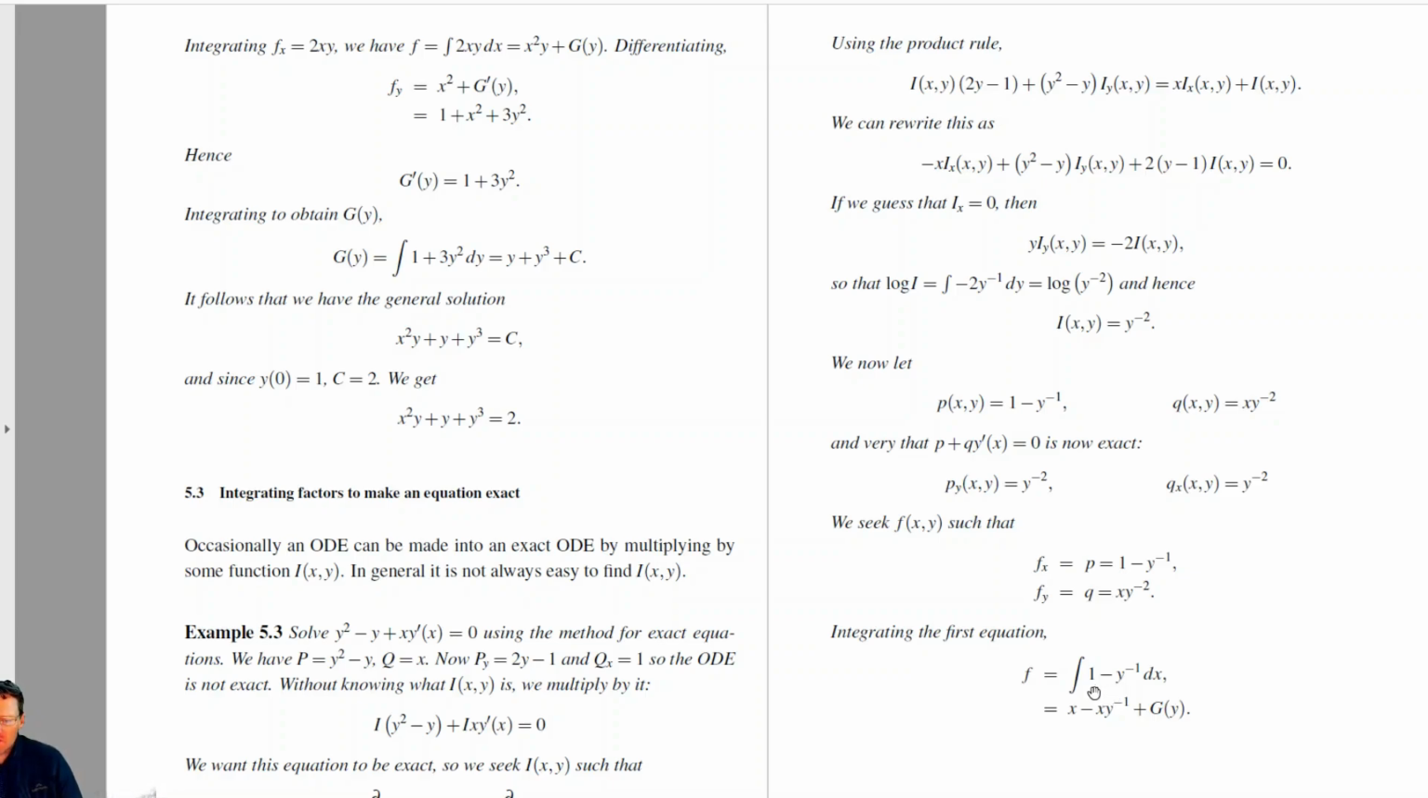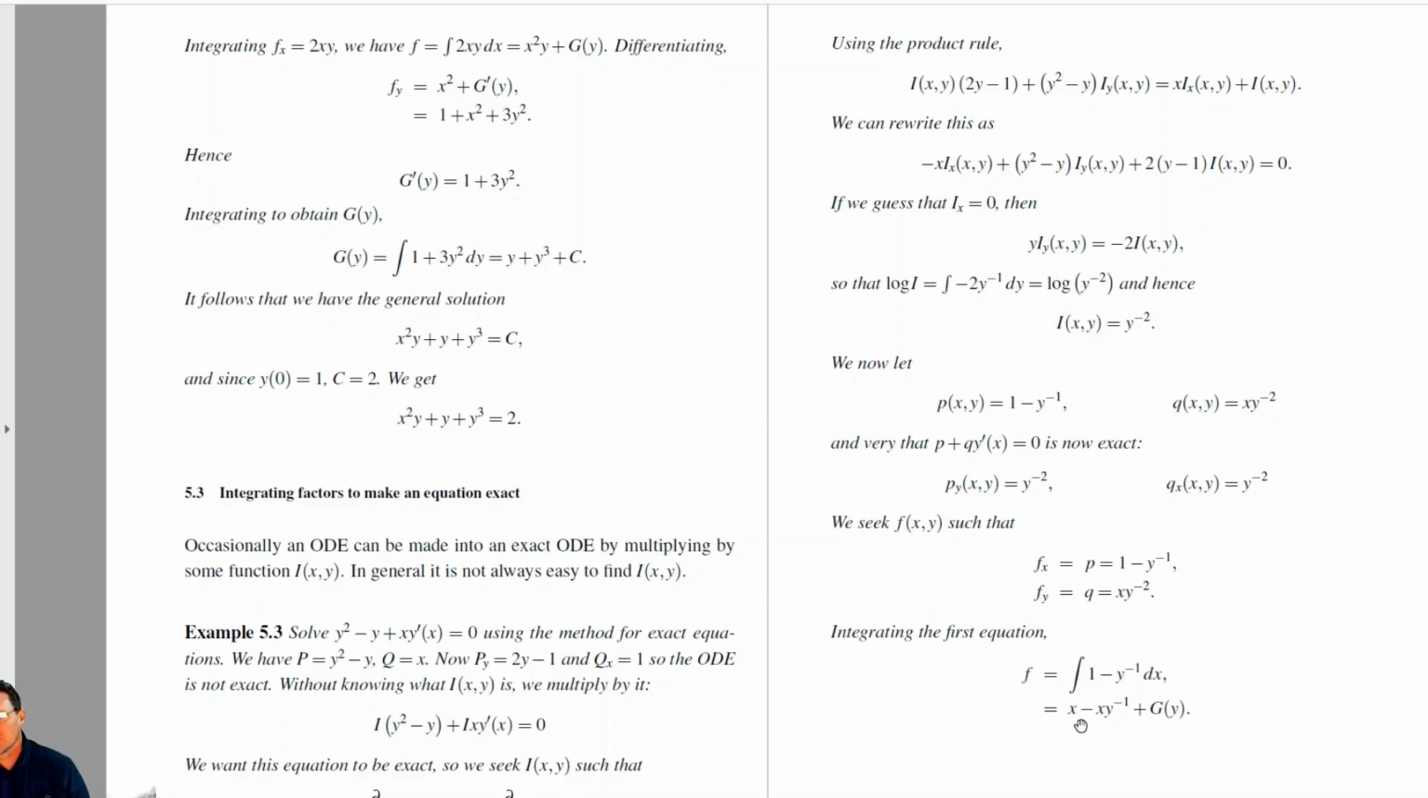So we have the integral of 1 minus y to the minus 1 with respect to x, treating y as a constant. That gives us x minus x times y to the minus 1 plus a function of y. All right, so now our task is to find that function of y using the second equation. We want to take a partial derivative of this final line here with respect to y.